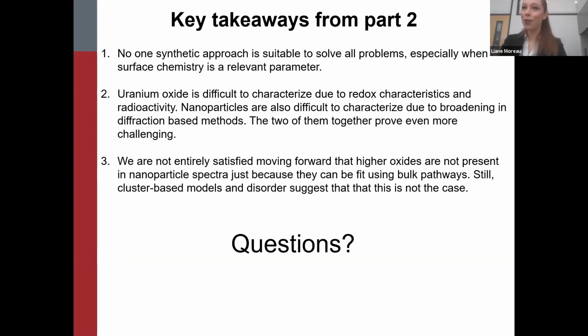Also, uranium oxide is difficult to characterize. We've got the redox problem from having multiple stable oxidation states. We have the radioactive problem, and then we also have the nanoscale problem, which is also difficult. And I would also say that despite our conclusions in the nanoparticle at COF paper, which were the best that we could make at that time, we are not entirely satisfied moving forward that higher oxides are not always present just because we could fit a spectra using only bulk pathways. The cluster-based models and disorder do suggest that higher oxide incorporation is not the case, but we really need to look into this problem further, and that will make up the last portion of my talk after a second question break.